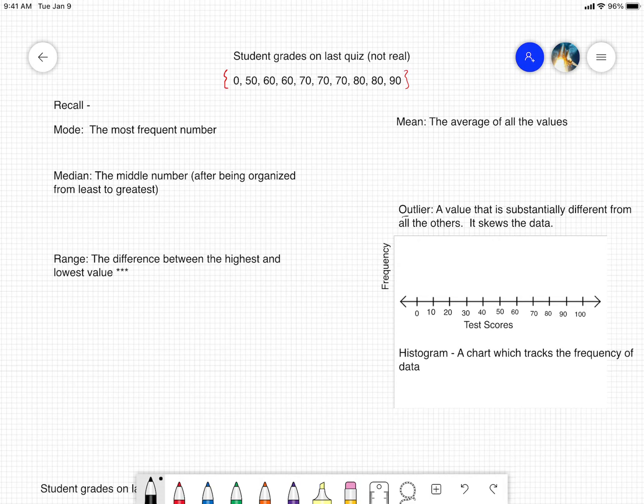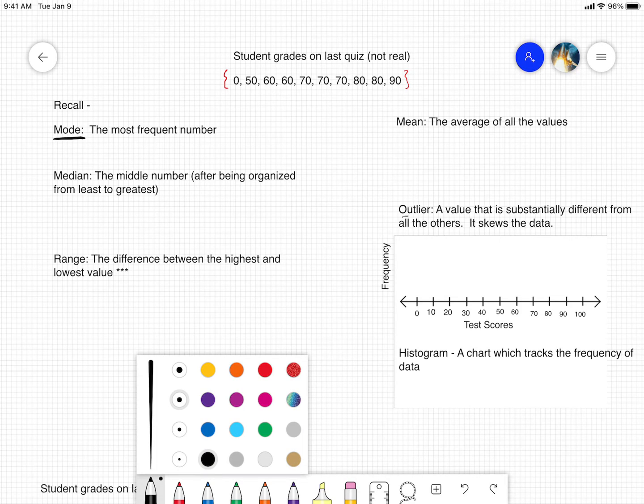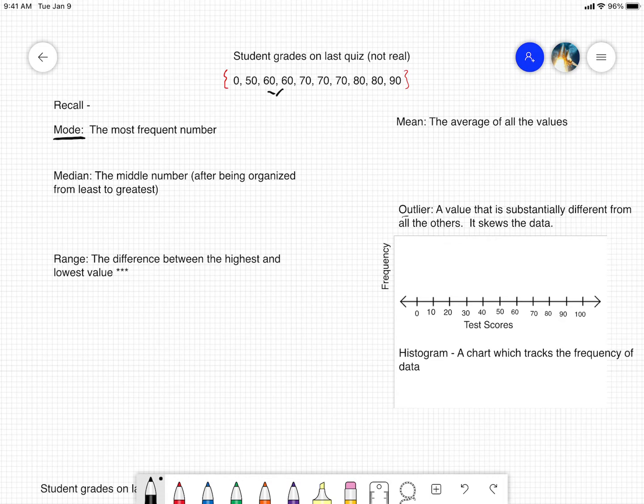The mode is the most frequent number. So what you want to do is look at our data set and look for the number of times that each number appears. 0 and 50 both appear once. 60 appears twice. 70 appears 3 times. 80 appears twice, and then 90 appears once.